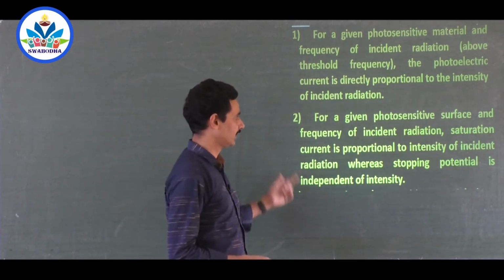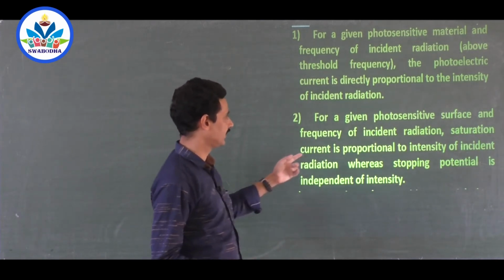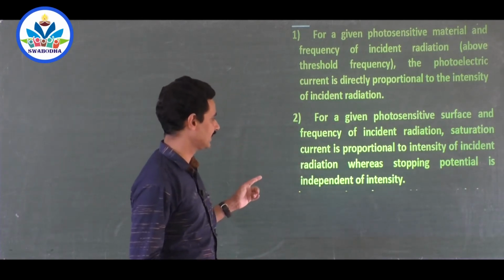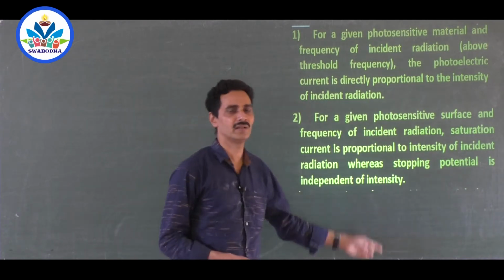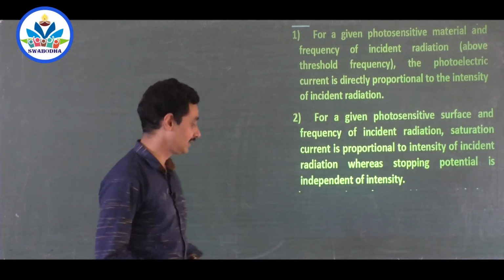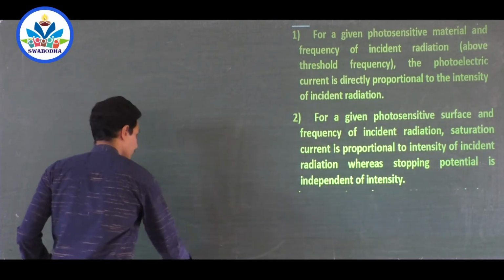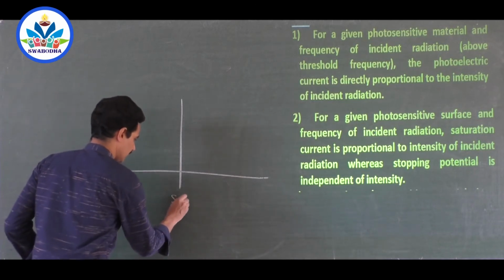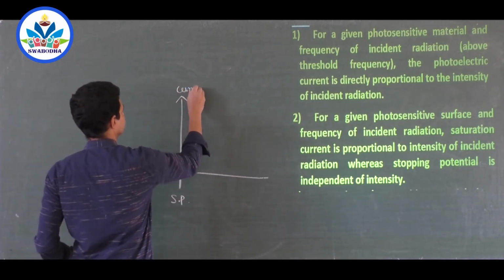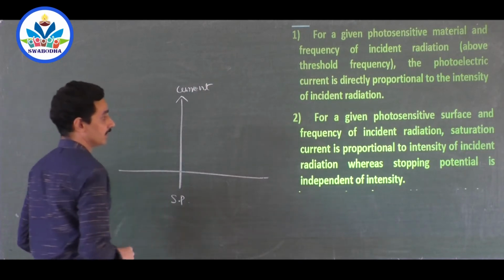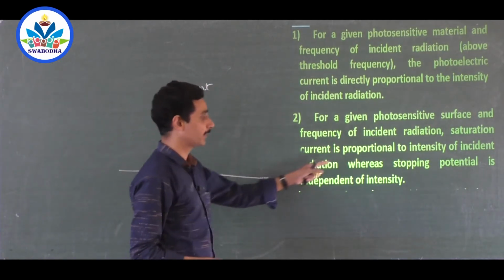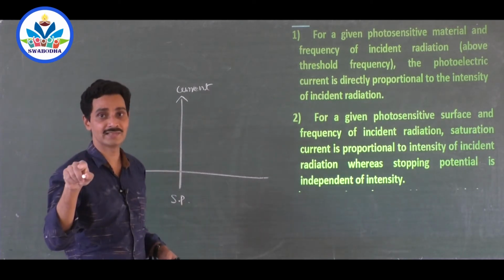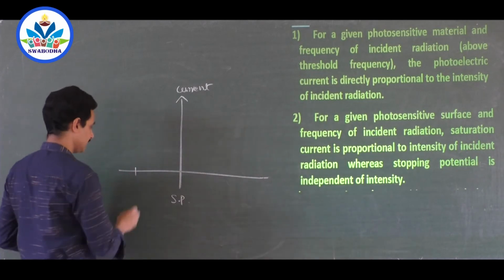Second one: for a given photosensitive surface and frequency of incident radiation, the saturation current is proportional to the intensity of incident radiation, whereas the stopping potential is independent of intensity. What do you mean by that? Consider the graph of stopping potential versus photoelectric current. The saturation current is proportional to intensity. Suppose you go on changing the intensity, you are not changing the energy of photons, right? So the stopping potential is the same.